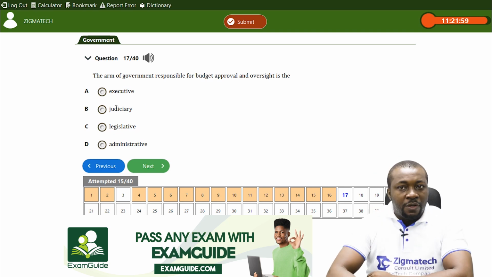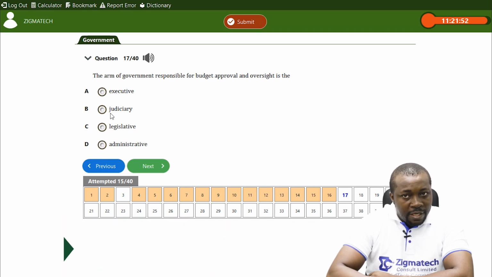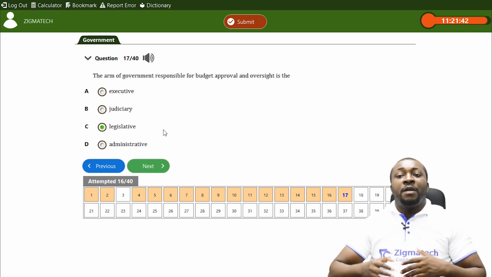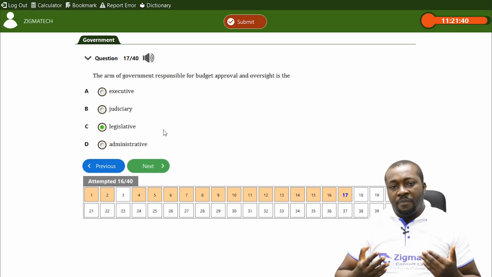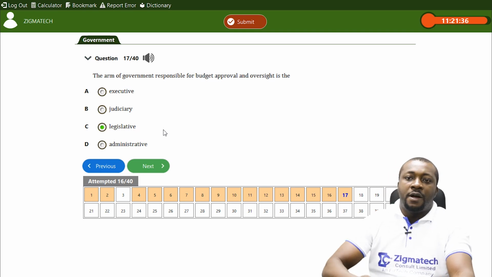The judiciary has nothing to do with budget. They don't prepare, they don't approve, they don't carry out oversight function. Administrative is about the executive. Administration is done by the executive. Rather, it's the legislature that approves the budget. When the executive prepares the budget, the executive sends it to the legislature for approval.